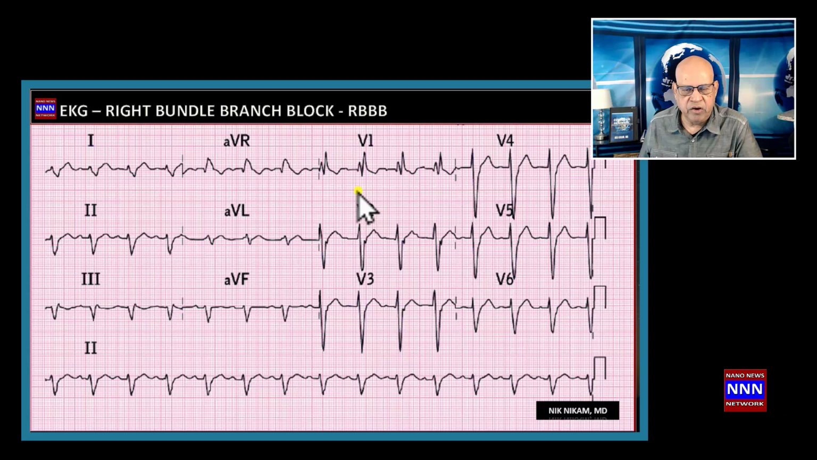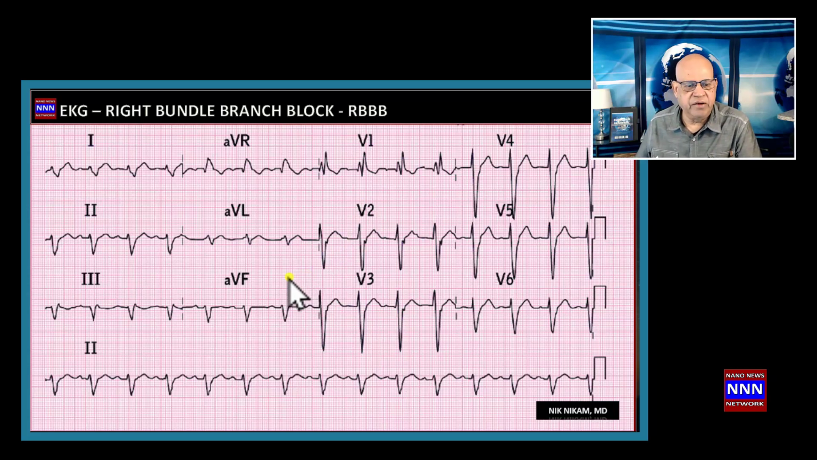The bundle branch block pattern can vary in many different ways. Usually the right bundle branch block does not signify significant underlying pathology as compared to the left bundle branch block, but nonetheless the presence of a right bundle branch block, which was not there before, in a patient with an anterior myocardial infarction may suggest a worse prognosis compared to a patient with an anterior infarct who does not have a right bundle branch block. So that's one clinical point.